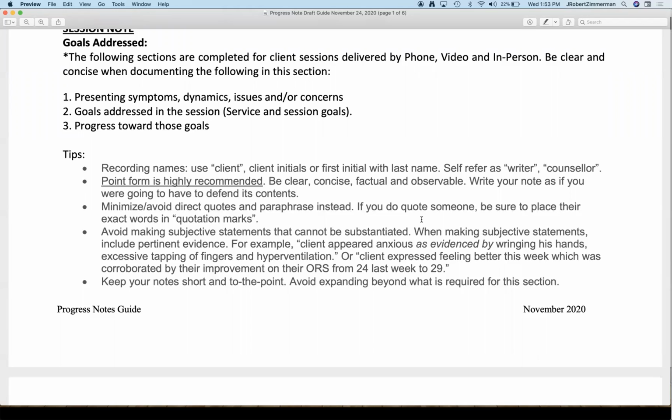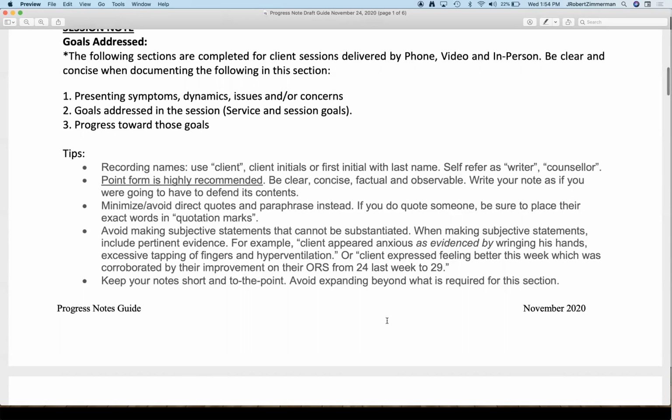If you do quote somebody, be sure to place their exact words in quotation marks. Avoid making subjective statements that can't be substantiated. When making statements, include pertinent evidence. For example, client appeared anxious as evidenced by wringing his hands, or client expressed feeling better this week, which was corroborated by their improvement on their ORS scores. Keep your note short and to the point, and avoid expanding beyond what is required.